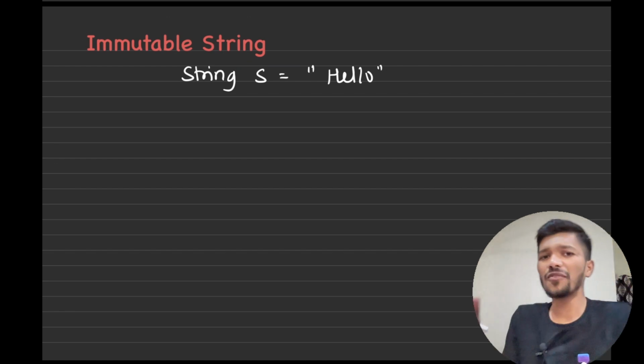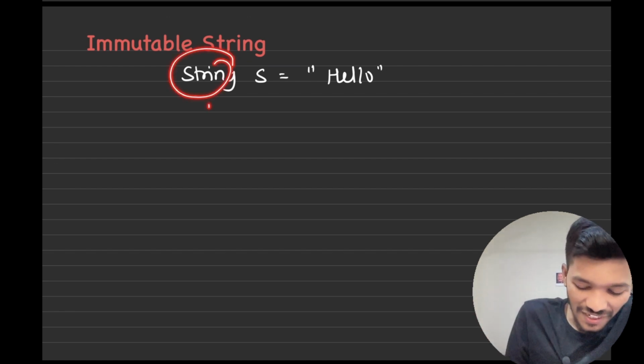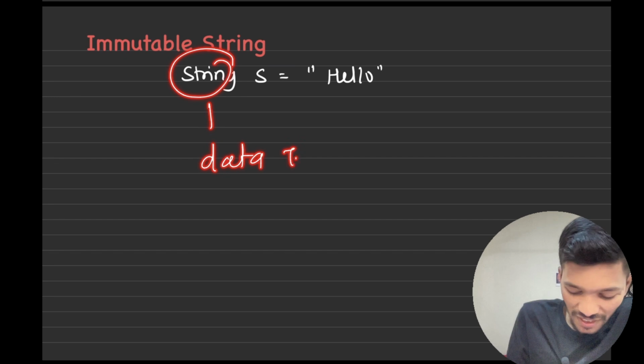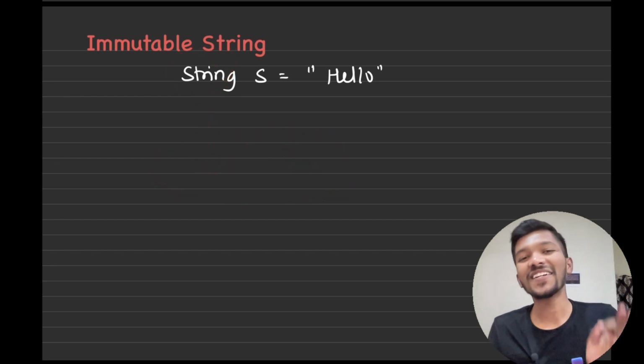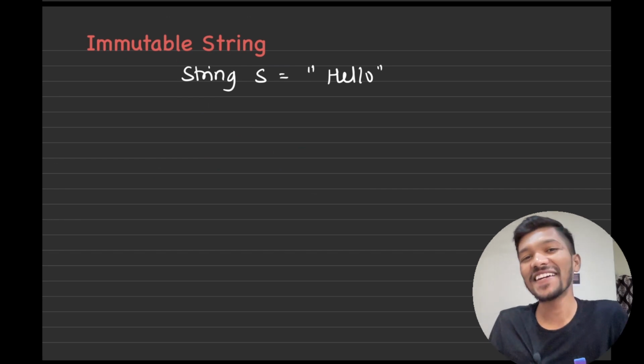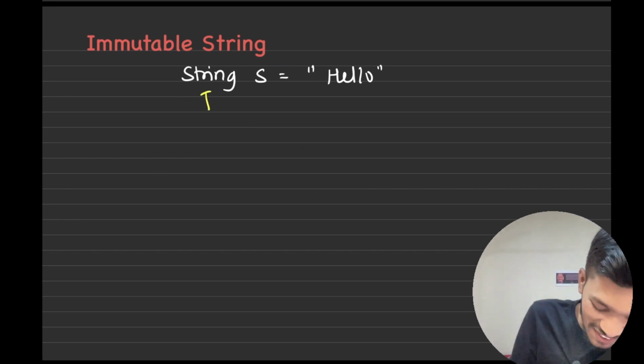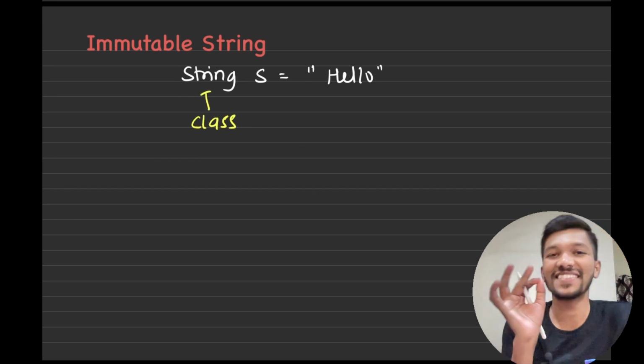Now as of now we saw that strings are nothing but a data type, right? Strings are nothing but a data type. This is what we basically saw. But when it comes to Java, strings are not treated as a data type. Then what are they treated as? They are treated as a class. So strings in Java are mainly indicated as a class.